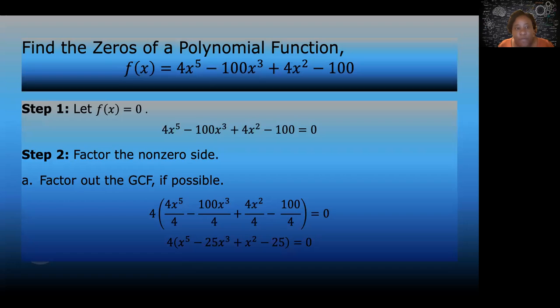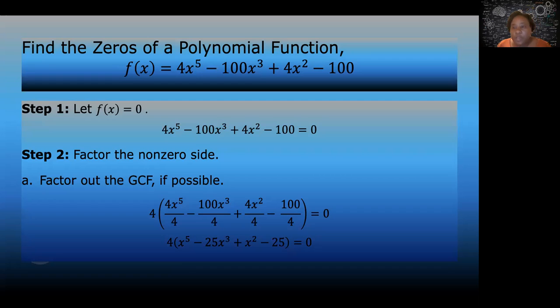The example: find the zeros of the polynomial function f of x equals 4x to the fifth minus 100x cubed plus 4x squared minus 100. Step 1, you want to set your f of x equal to 0. So in other words, you can just remove the f of x and substitute in the 0. Now you want to factor the non-zero side. So you want to factor out your GCF if possible.